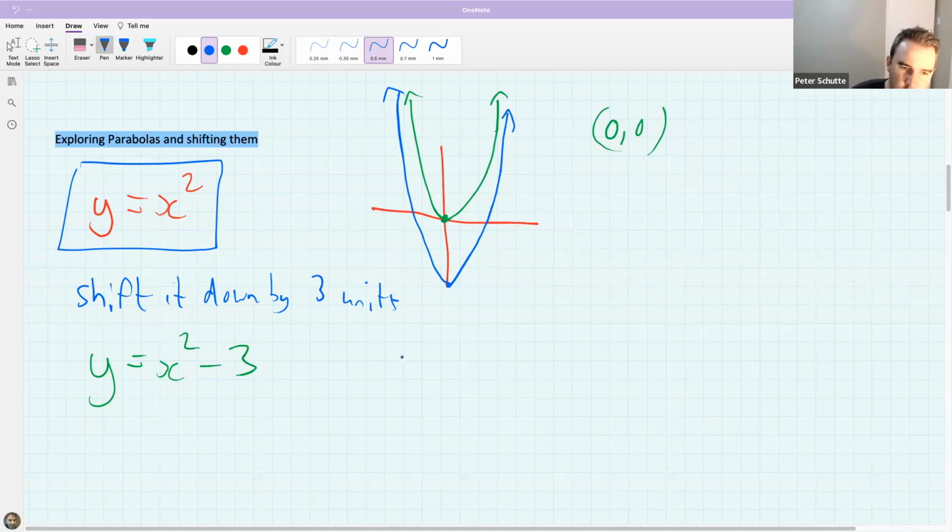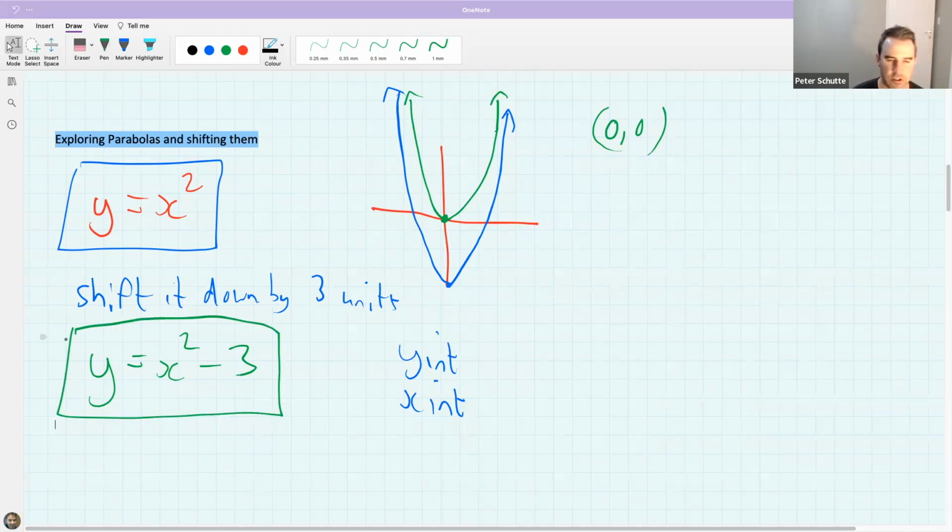How about you find me the x-intercepts and the y-intercepts of this graph. Using what you've learned so far in relationships and functions, find me the intercepts of this shifted graph. So what would my intercepts be? The y one is probably the easiest here. It's going to be minus 3. What about the x-intercepts? They're going to be here.